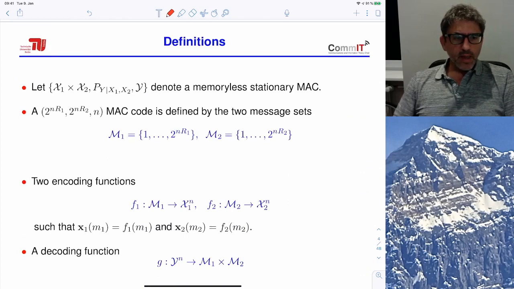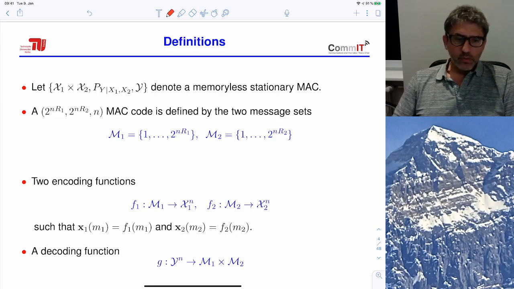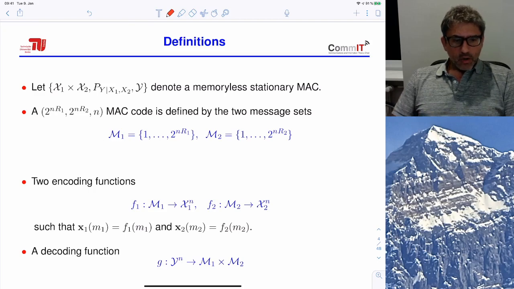So we define our problem as a discrete memoryless MAC with two users. So we have two alphabets, x1, x2, transition probability matrix, P of y given x1, x2, and an output alphabet y. We have the code, a MAC code that is formed by two message sets. So M1 contains the messages for user 1 from 1 to 2 to the n R1. M2 contains the messages for user 2, again indices from 1 to 2 to the n R2. So R1 and R2 are the rates of user 1 and user 2 in bit per channel use or bit per symbol. We have two encoding functions that map messages into code words.